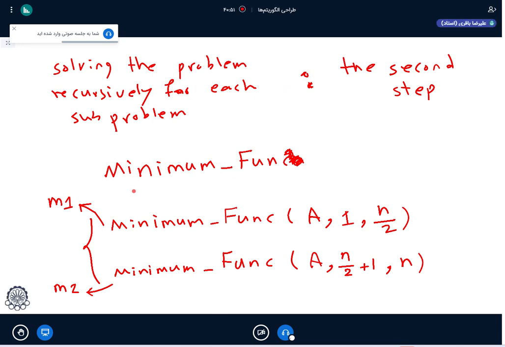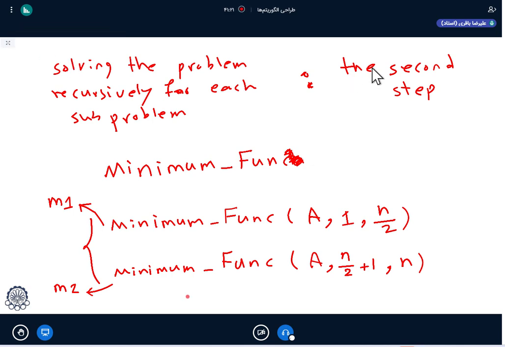Okay, so we have function minimum func. It's a name. We call here recursively the function for the first part, then recursively for the second part, and store the solutions into variable m1 and m2. So m1 is the minimum of the first part, m2 is the minimum of the second part.